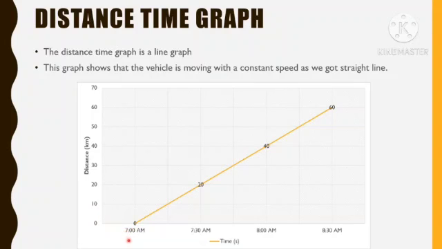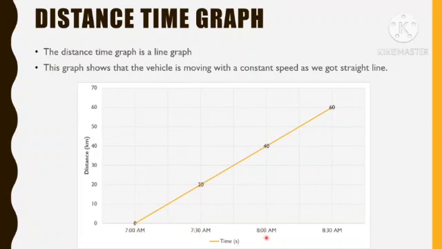Now here the timings I wrote are 7 a.m., 7:30 a.m., 8 a.m., 8:30 a.m. And here the distances in kilometers are given: 0, 10, 20, 30, 40, 50, 60, 70. Now at 7 a.m. the distance traveled by the vehicle was 0 kilometers, so I pointed on 0. At 7:30 a.m. the distance traveled by the vehicle was 20 kilometers. So it is marked here.